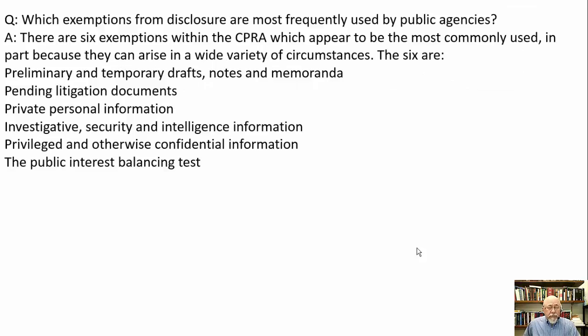The exemptions most used in California: preliminary and temporary draft notes and other memoranda. This is kind of like exemption number 5, litigation. You can understand that. Private personal information, of course, with privacy rights of the individuals. Investigative security and intelligence information, kind of like number 7. Confidential information could be like exemption number 4, and then there's the public balancing test, in which they say the public interest is served by not disclosing this record.